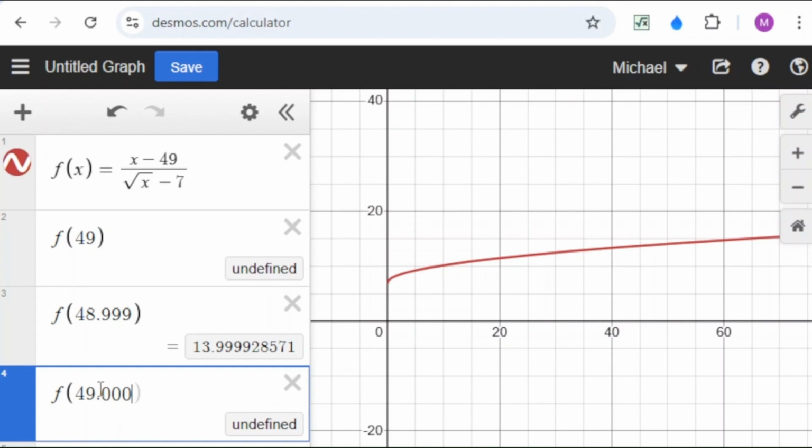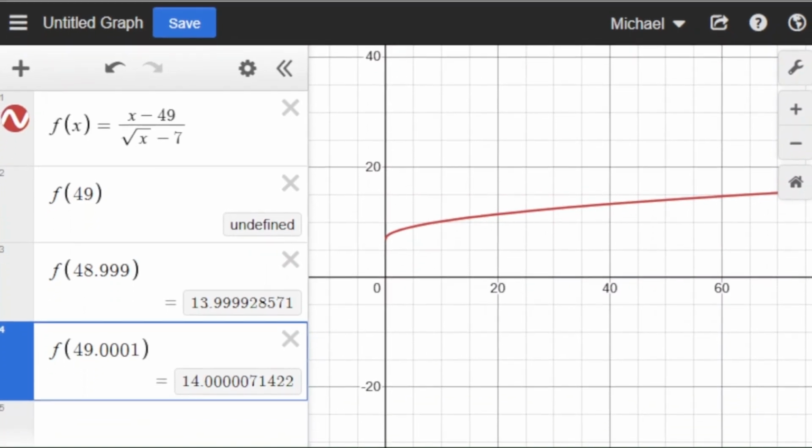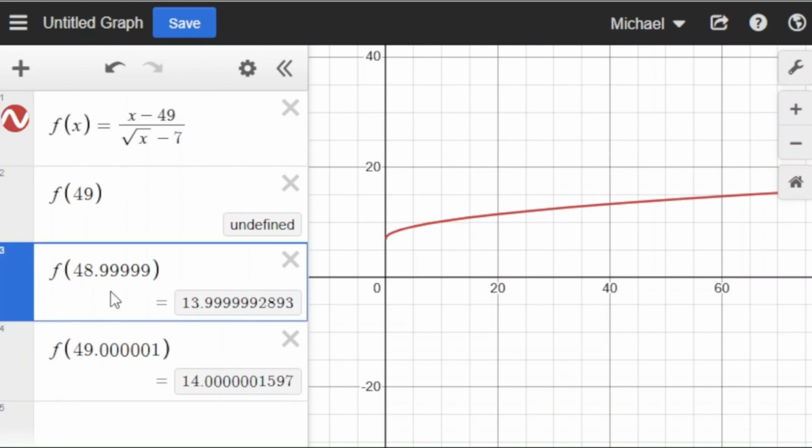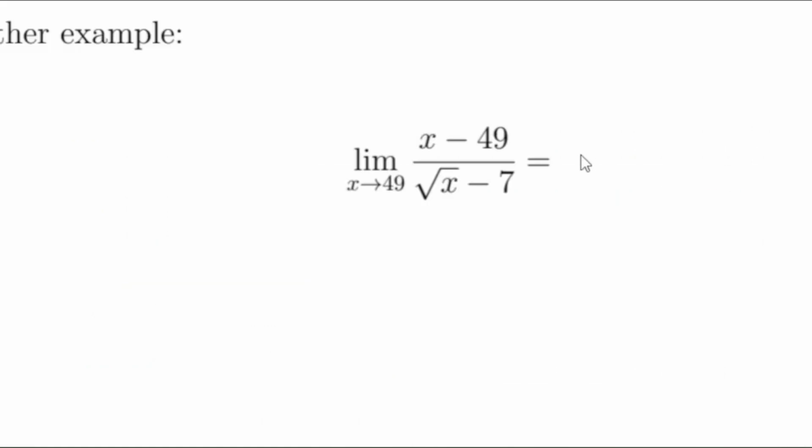Okay, what about if we plugged in 49.01? Or 49.0001. Well, notice again, our outputs are also close to 14. And in fact, the closer we get to 49, so if I add a couple more zeros here, the closer our outputs are getting to 14. Or if I add a couple more nines here, notice as my inputs get closer and closer to 49, the outputs are getting closer and closer to 14. So what we'd say over here is that this limit is 14. We provided some kind of numerical evidence that the limit should be 14.